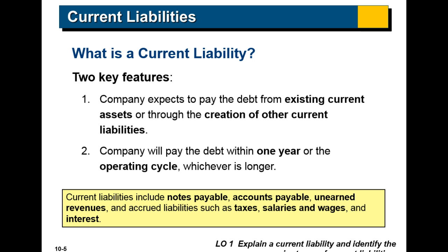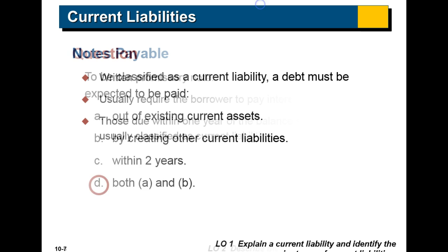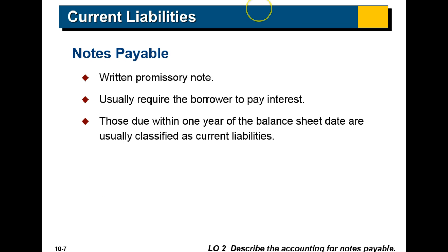Current liabilities include notes payable, accounts payable, unearned revenues, and accrued liabilities such as taxes, salaries, wages, and interest that are all paid within the current operating cycle. To be classified as a current liability, a debt must be expected to be paid: A, out of existing current assets, B, by creating other current liabilities, C, within 2 years, or D, both A and B? Yes.